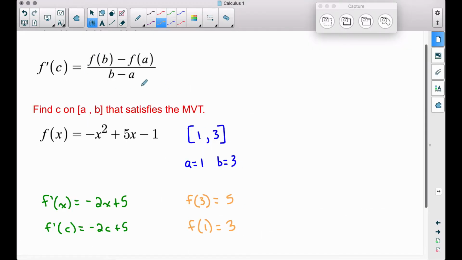So now we can come over to this side of our mean value theorem, f of b minus f of a. Well, therefore we can take f of 3 minus f of 1. That's 5 minus 3, that gives us 2. I'll go ahead and write that down. Over b minus a. b is 3, a is 1, so 3 minus 1, that also gives us 2. So therefore the slope of the line that connects those two endpoints is actually 1.